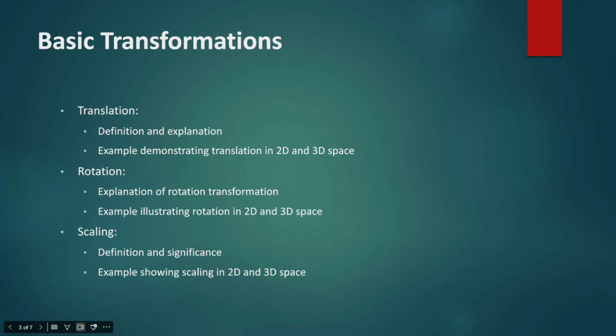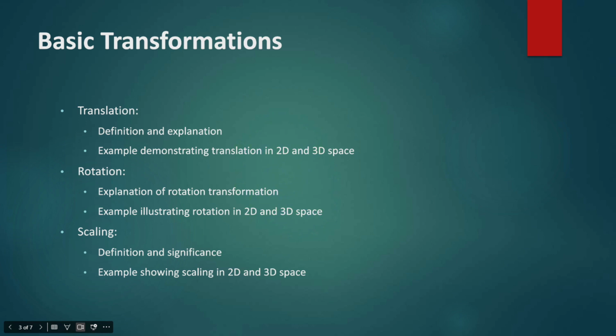and (4,4). Example, demonstrating translation in 3D. Consider a cube with vertices at (1,1,1), (1,1,2), (1,2,1), (1,2,2), (2,1,1), (2,1,2), (2,2,1), and (2,2,2). Translating this cube by (2,3,1) will result in a new cube with all vertices shifted by (2,3,1). Rotation. Rotation transforms an object by rotating it around a specified point or axis.